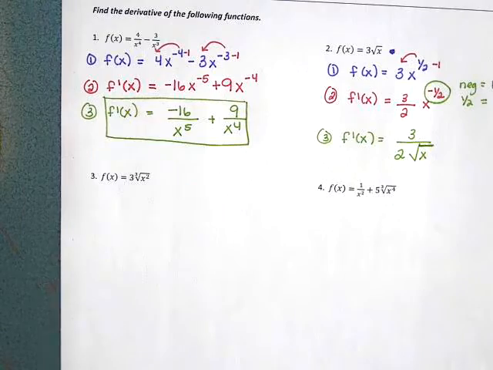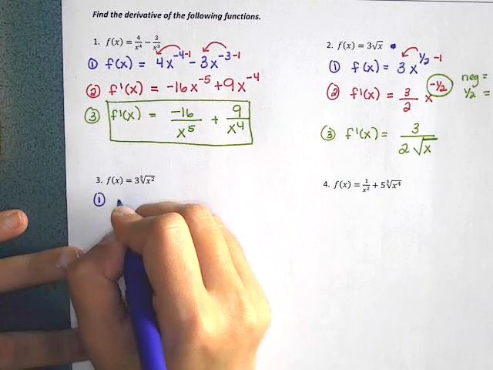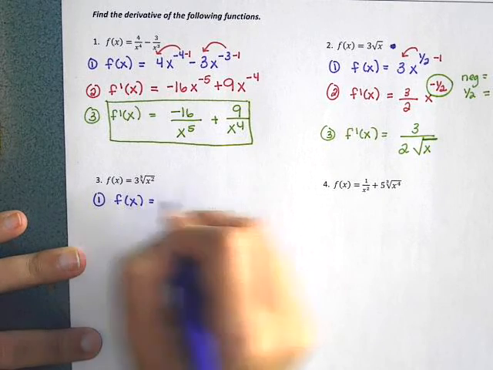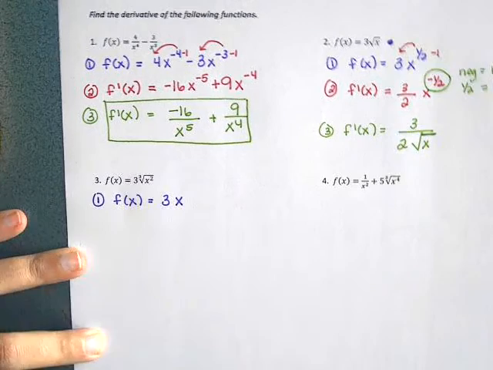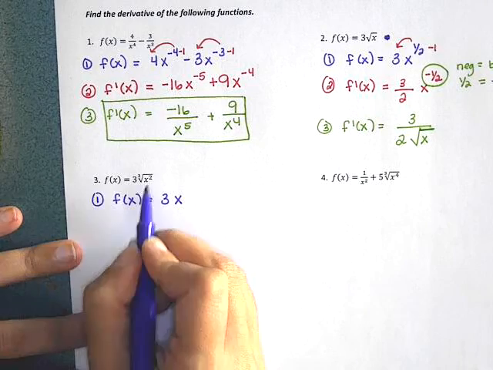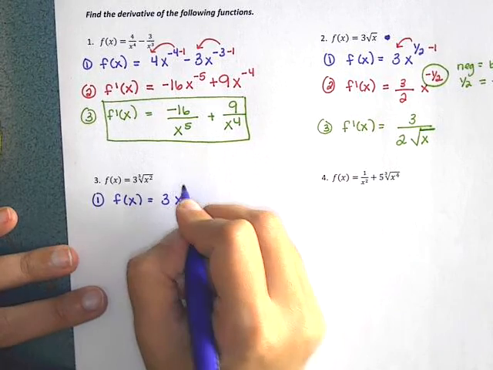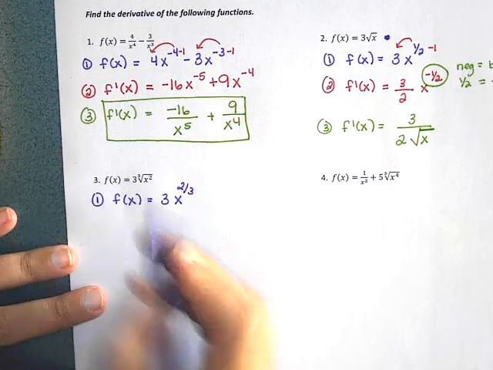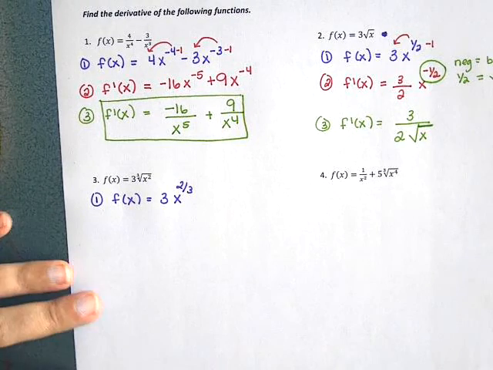Next, number 3. First, rewrite the problem. Again, not the derivative yet, just the original in a different notation. X to the, this time the x had a squared. So it just becomes 2/3 because a cube root is just a 1/3 power.